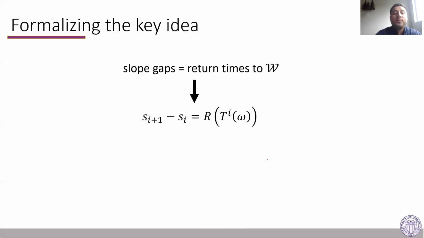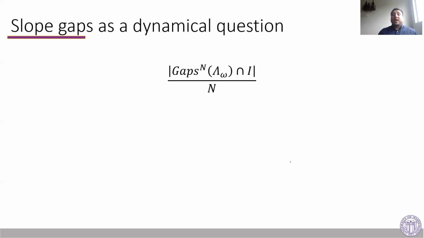When i is equal to 0, I'm going to get s sub 1 minus s sub 0, which is equal to just the return time of omega, which is what we saw earlier. And as I let i be 1, 2, and 3, then I need to apply T to keep track of the next return times, right? T is telling me when I come back to the transversal, and then I can compute the return time from there. Okay? And so now I'm almost able to rephrase the slope gap question as a dynamical question.